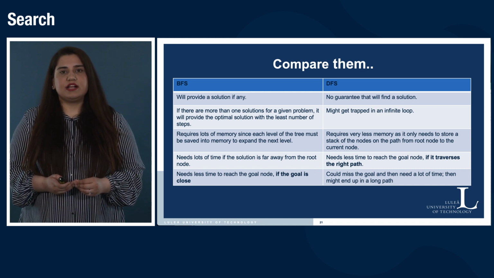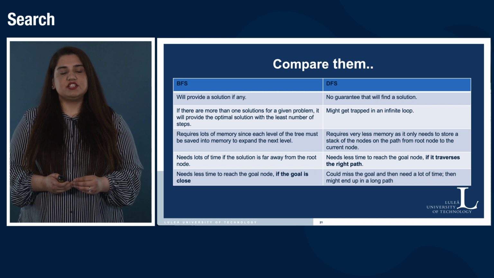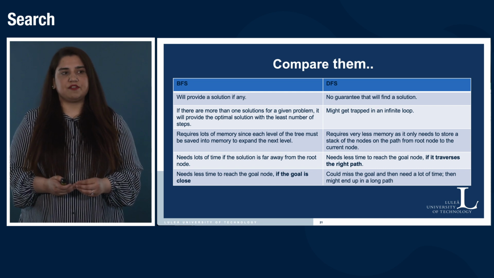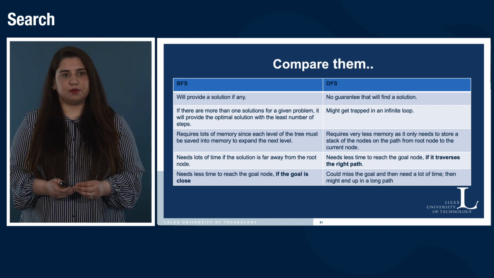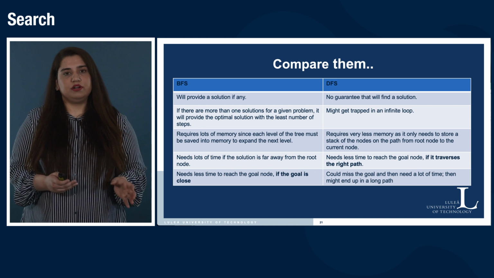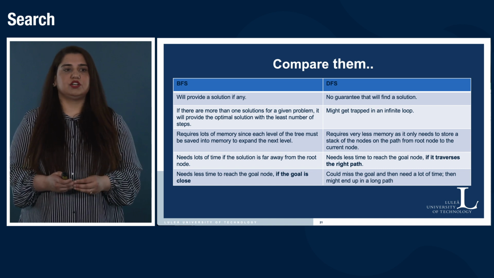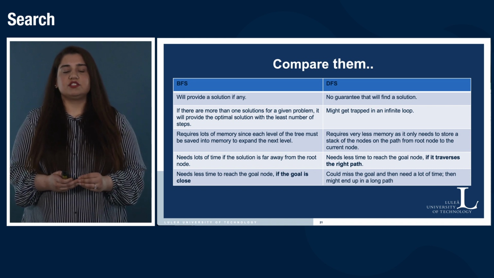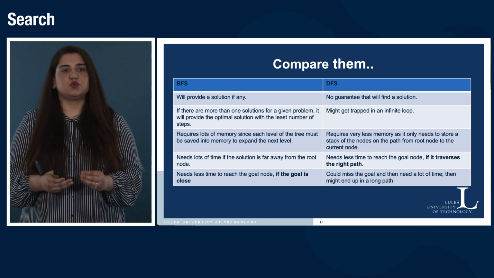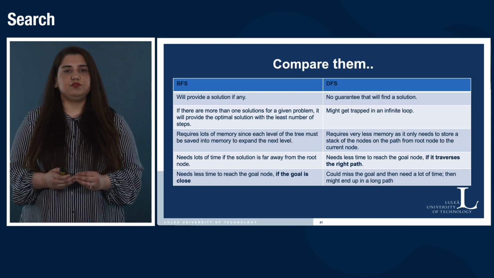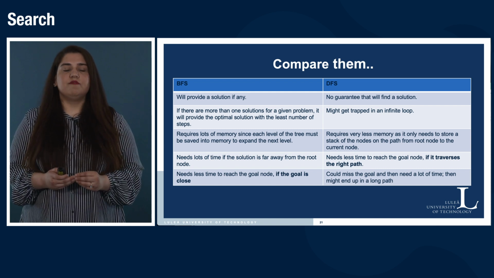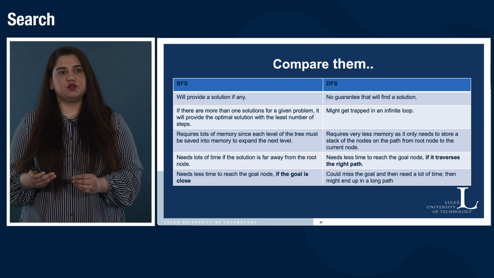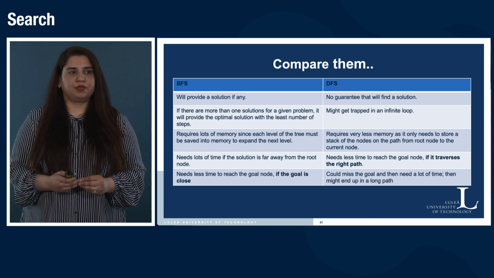Breadth first search requires a lot of memory, since each level of the tree must be saved into memory to expand the next level. This is one bigger con of breadth first search, because depth first search requires very little memory, as it only needs to store the stack of the nodes on the one path, which is from the root node, or the initial node, to the current node.